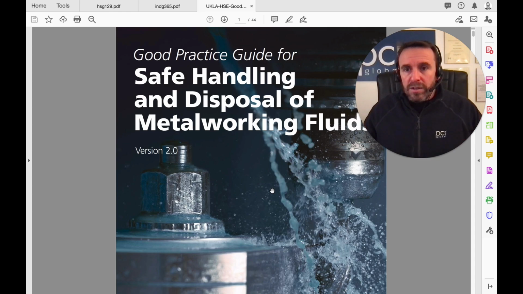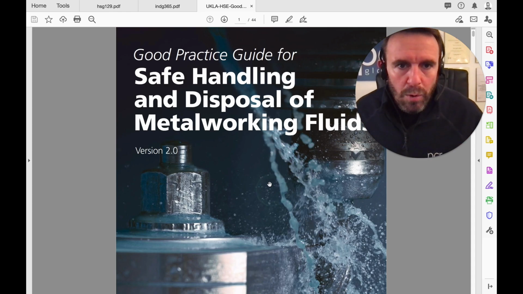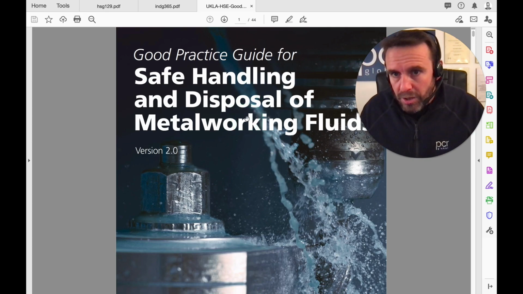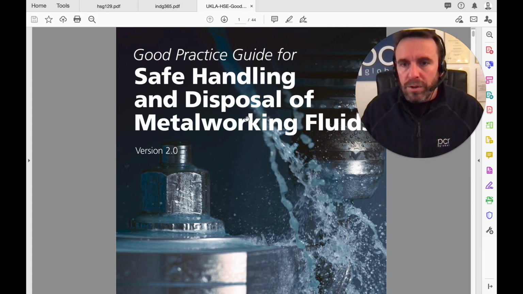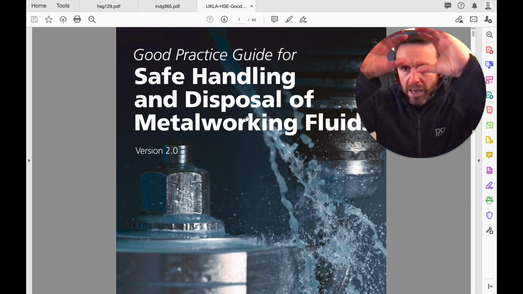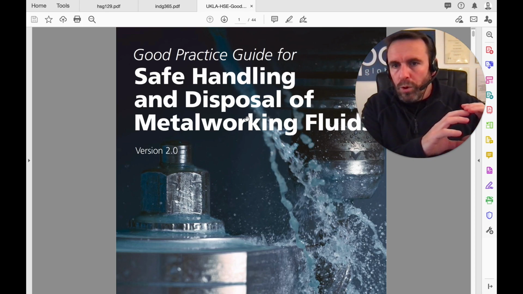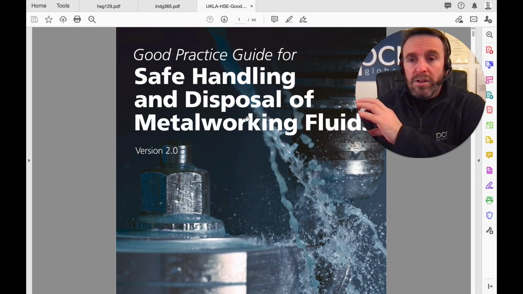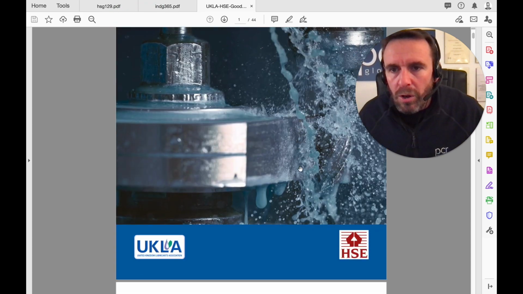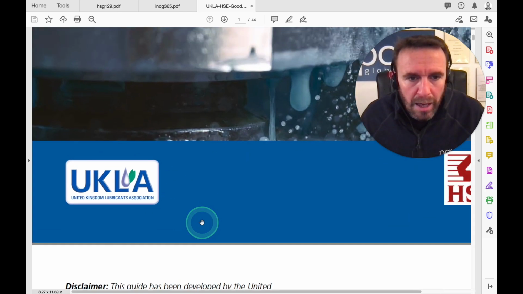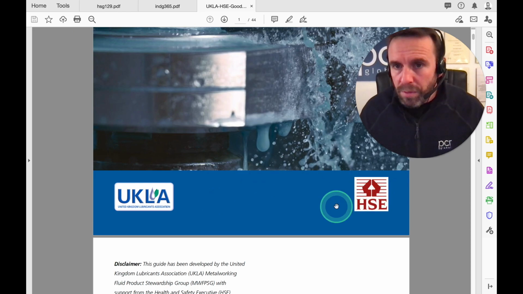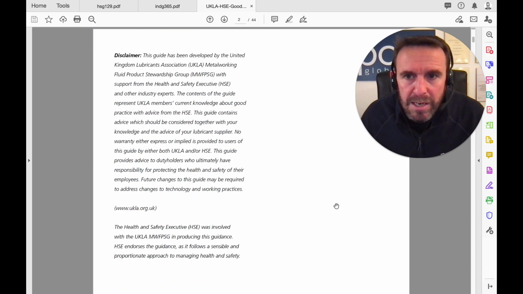This document here is probably one of the best ones. Now, this is a good practice guide. It comes from outside of the HSE. It comes from the UK Lubricants Association. Thinking back to the slide: Health and Safety at Work Act, regulations, approved codes of practice, HSE guidance, industry guidance. Here's some industry guidance. It's a very good document, 44 pages long, but really worth looking at. United Kingdom Lubricants Association, working with the HSE, a collaboration. So it really is a good document.